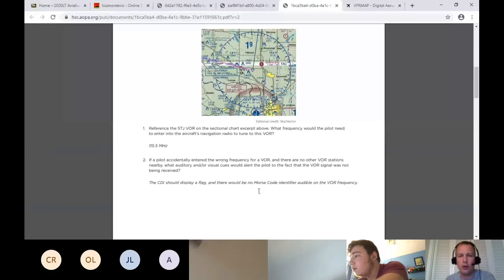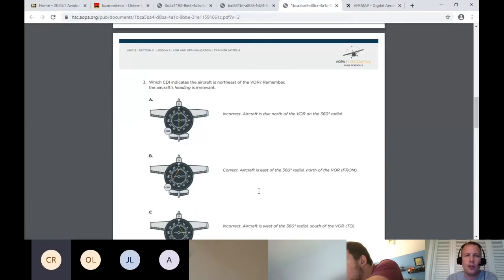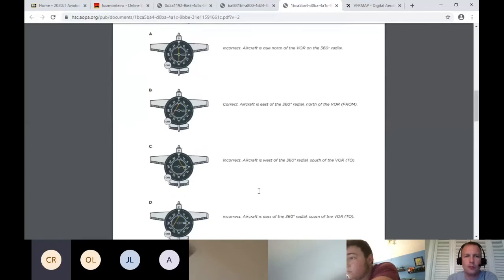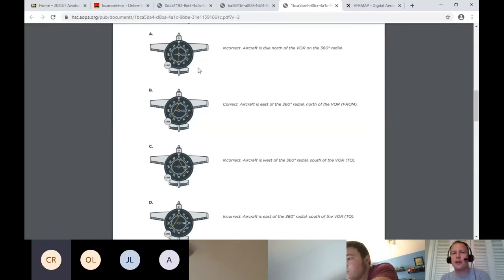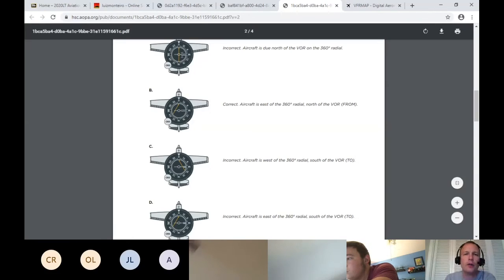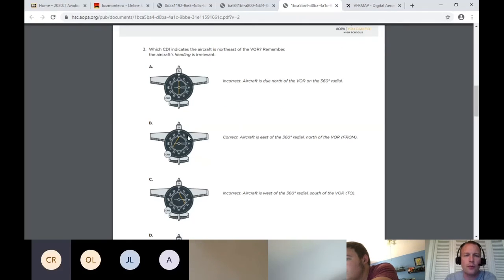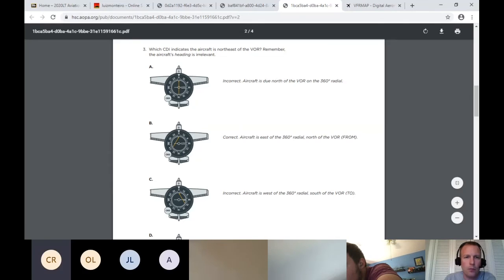The next question, I'll bring this one up. It said select the correct indication here, and the correct one out of the 4 was B. And what I always tell everybody as they do these is to draw out the VOR. When you're trying to figure these out, you draw it out. So what you do is you draw your station.